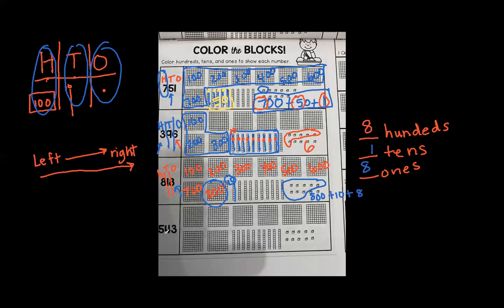And the last number we have is 543. We have 5 in the hundreds place, 4 in the tens place, and 3 in the ones place. So we have to look and see how many hundreds? 5. 100, 200, 300, 400, 500. So we have 5 groups of 100.